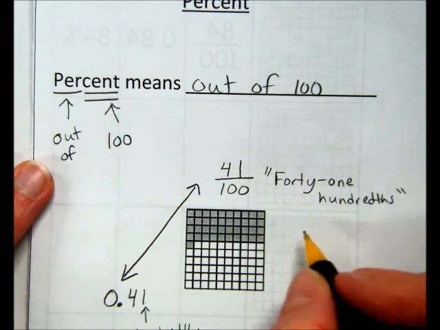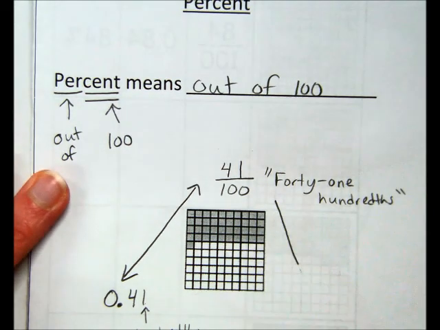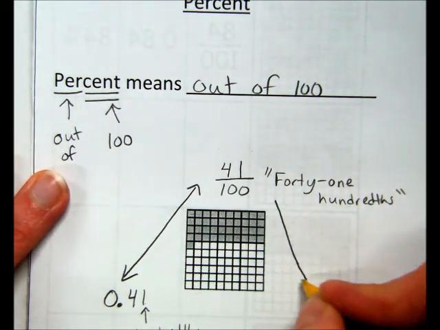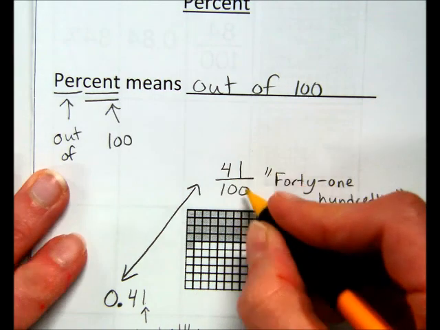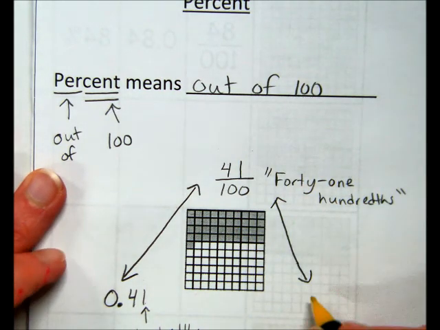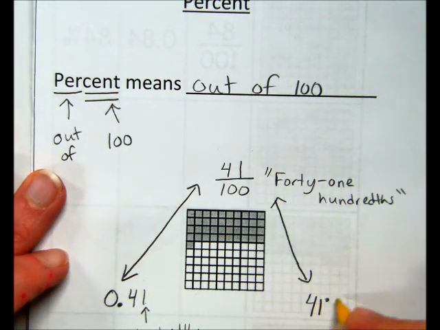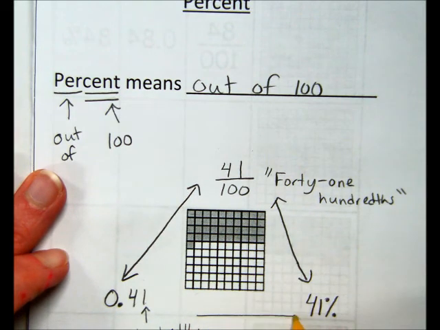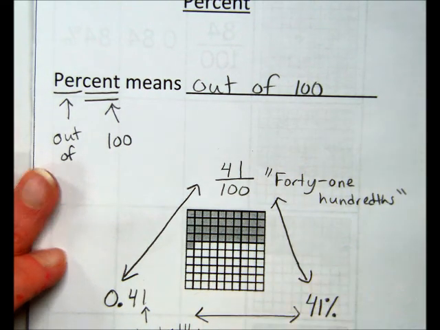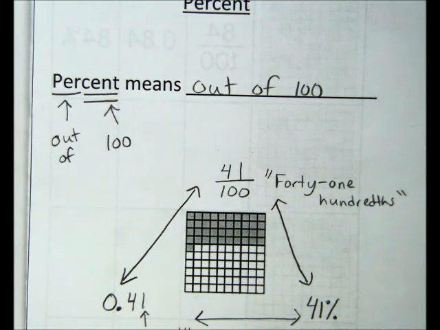So one more way that we can write this number is using percents. So since this is 41 hundredths and percent just means out of 100, we could also write this number as 41%. So this is all different ways to write the same number.